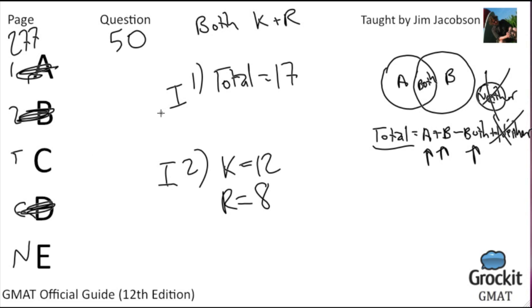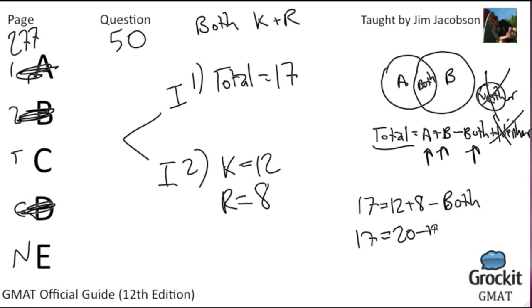So we're left consulting the two together. So using our formula, we know that 17 equals 12 plus 8 minus those who are directors of both. So 17 equals 20 minus those who are both. Both equals 3. So 3 people are directors.